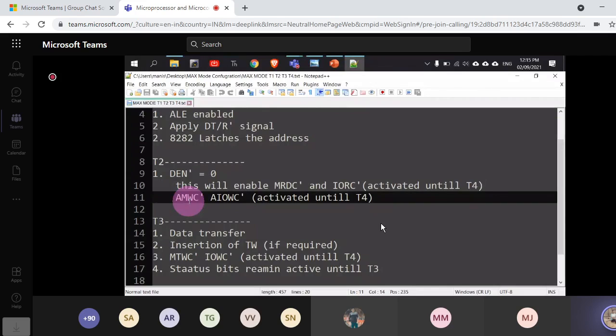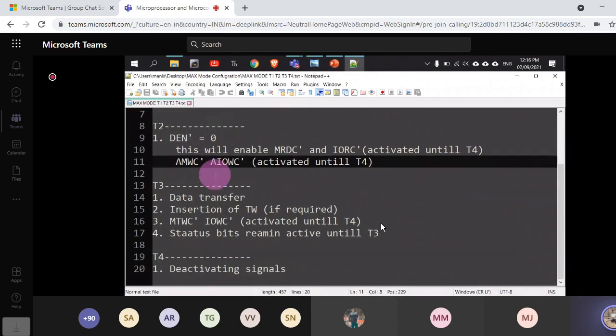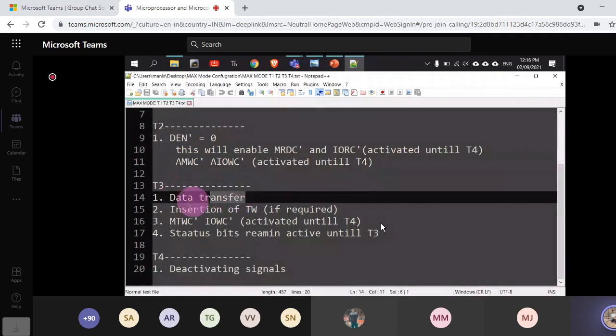So you have to insert special wait T states until the data is completely transferred. That is why this advanced mode is there, for dealing with the slower peripherals, right? In the T3 state, the actual data transfer will happen.